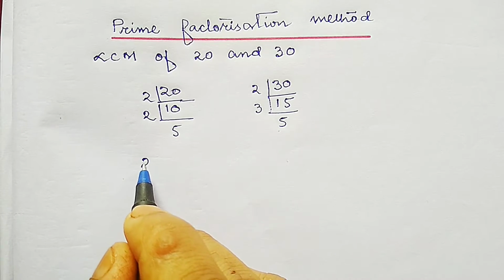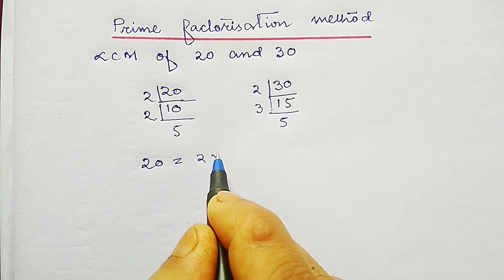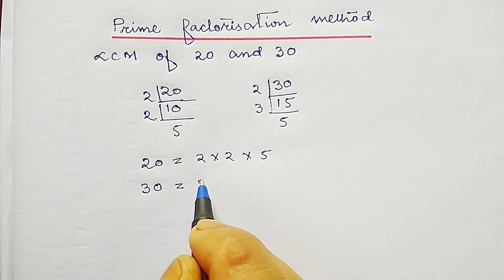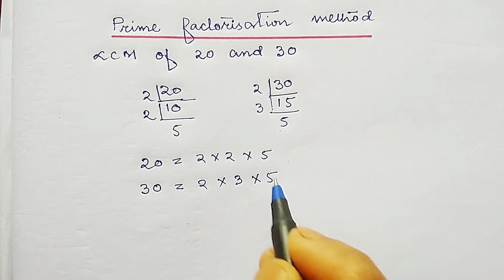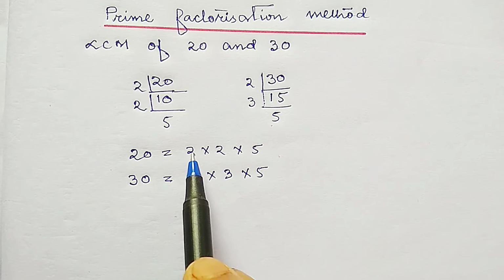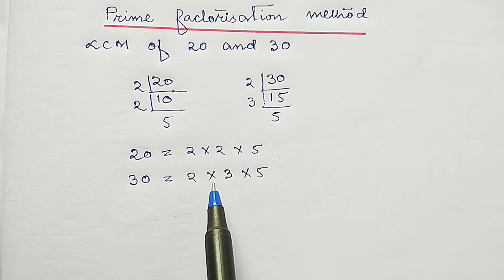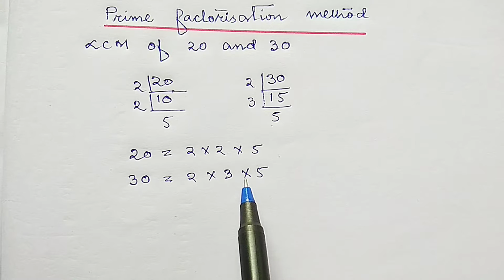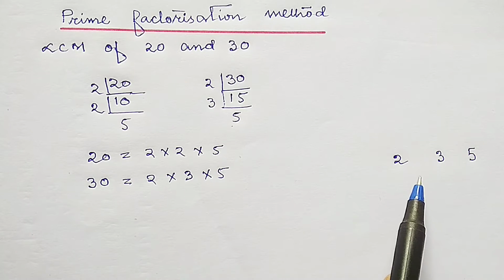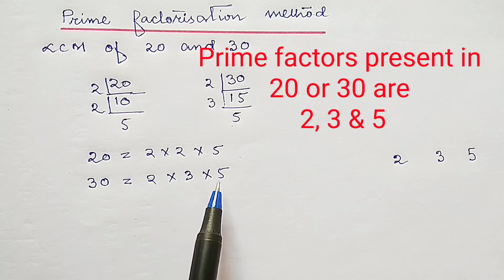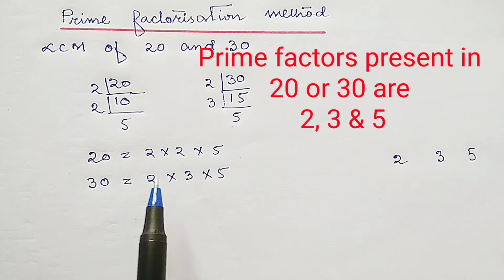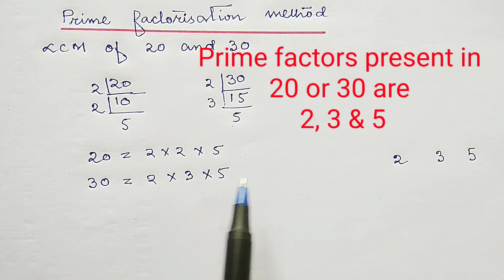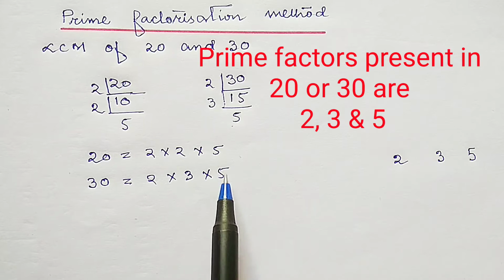Now 20 can be written as 2 into 2 into 5. And 30 can be written as 2 into 3 into 5. In case of HCF, I told you to write the common factors. Here what we will do in case of LCM, write the factors which is present either in first one or in second one. Now we are going to write the prime factors which are present either in first one or in second one. Here 2 is present in both, so I have written 2. Then 3 is not present in the first case, but in second case it is there, so I will write 3. 5 is present in both the cases.